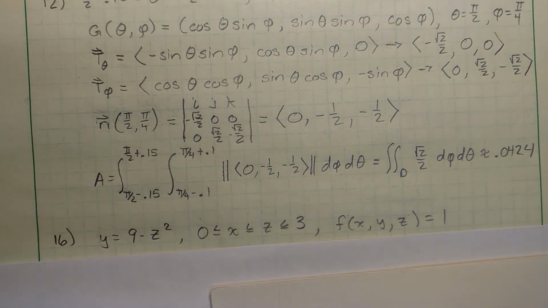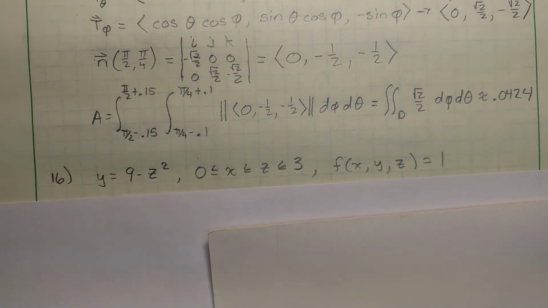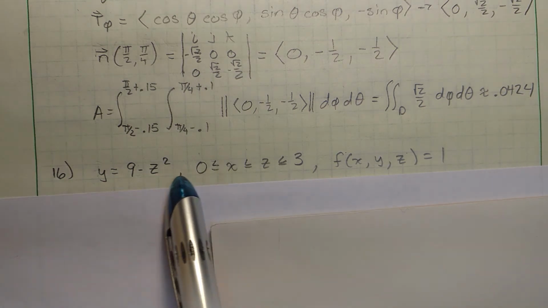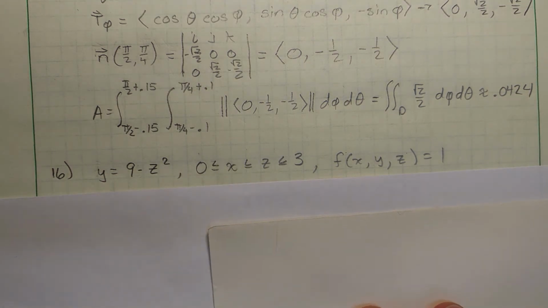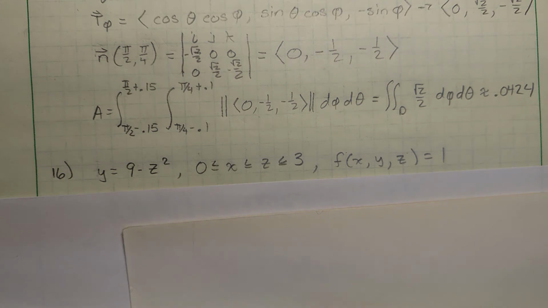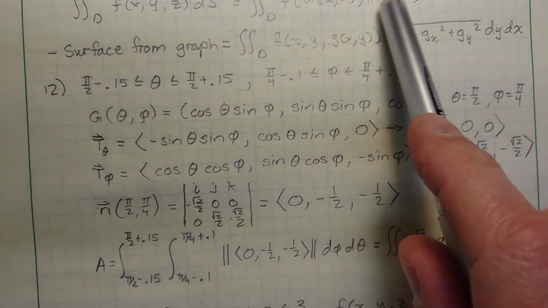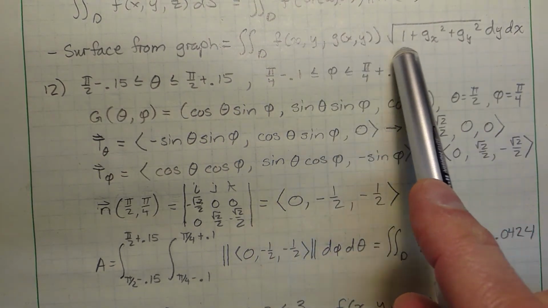In 16, we're given this information here, and they ask us to calculate the integral over this particular surface of the function here, which right now, our f of x, y, z, is a pretty simple one. It's just equal to 1. So this defines our surface here. What we're going to need to do is use this formula up here, sorry, this one right here.